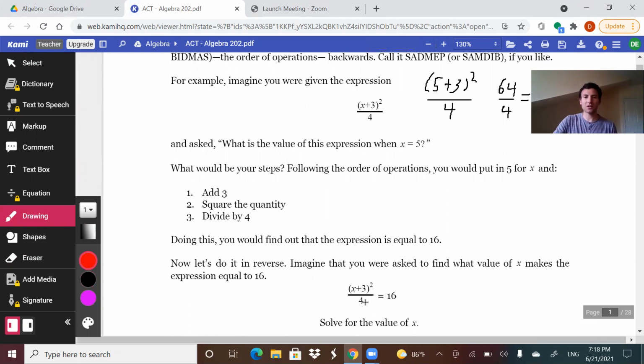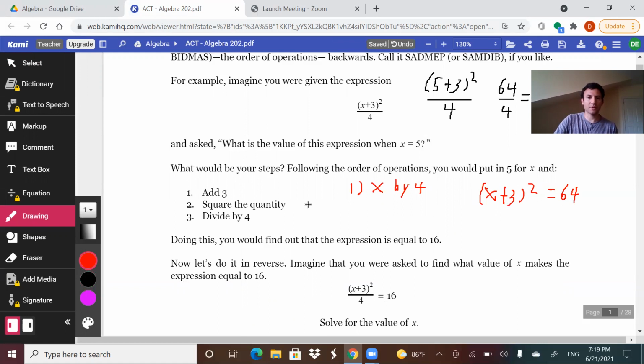So if we're trying to isolate x, instead of dividing by 4, what we're going to do instead is we're going to multiply by 4 to try to move things away from the x. So our first step, instead of dividing by 4, is going to be multiply by 4. So we're going to multiply by 4. Okay, so that's going to get us x plus 3 squared equals 64.